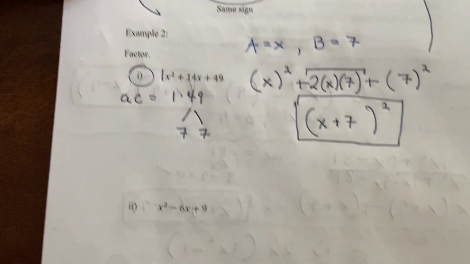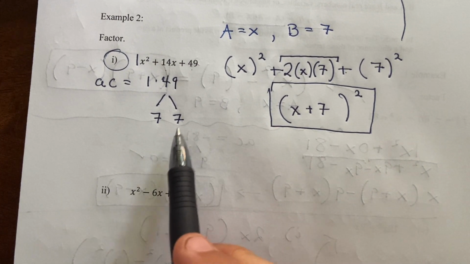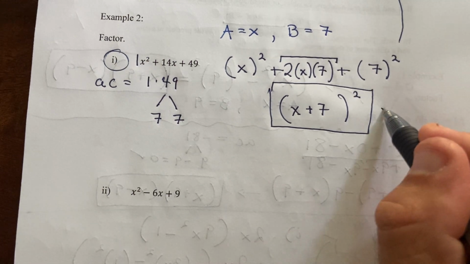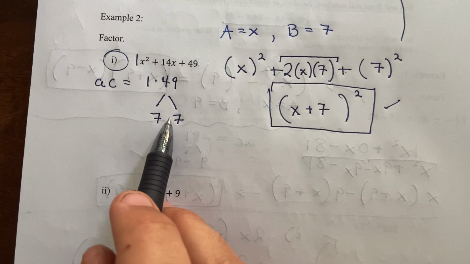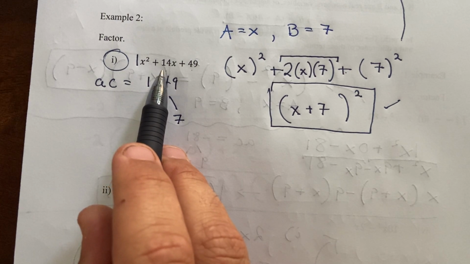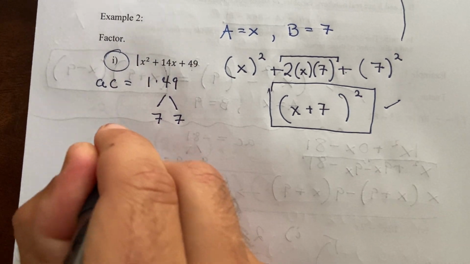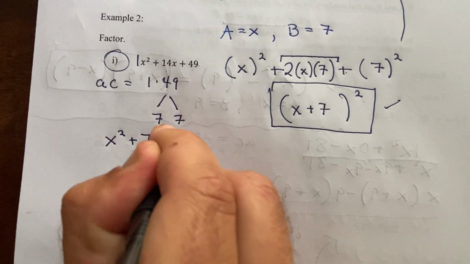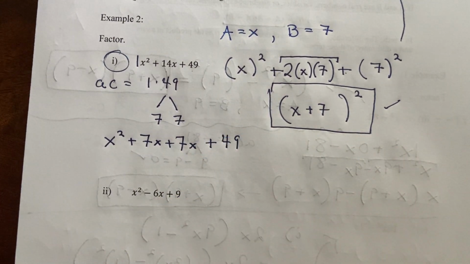So back to the A times C approach for this one that we've already done. This is just a verification that we have another way of doing this. We've already done this problem, but I'm doing it another way. After you find that, we rewrite the middle term with these as coefficients. So I'll have x squared plus 7x plus 7x, that's my 14x, plus 49.